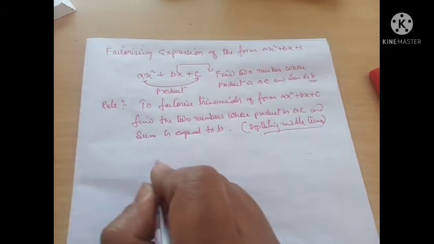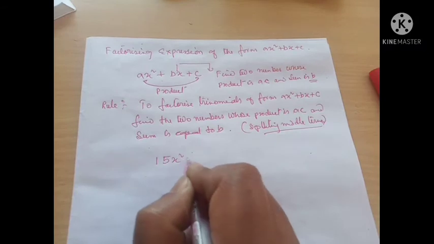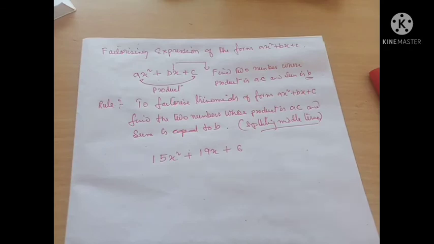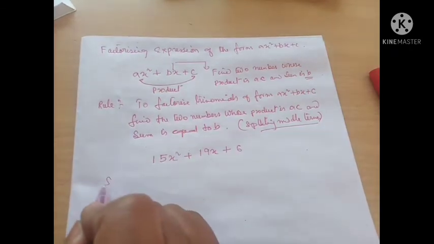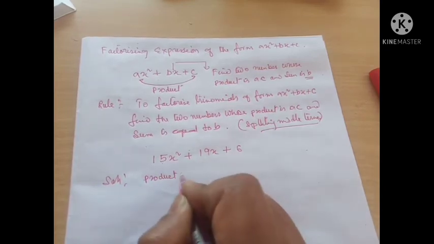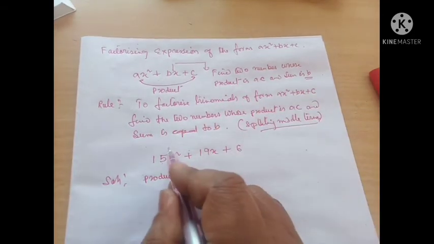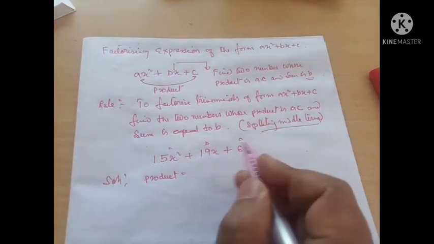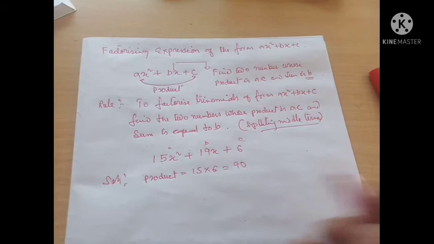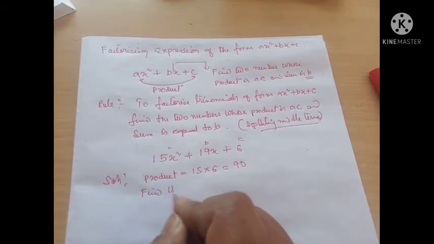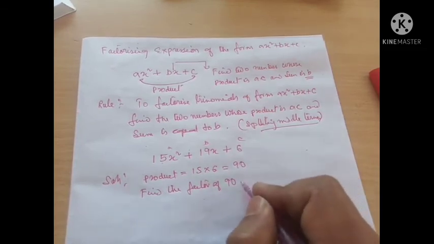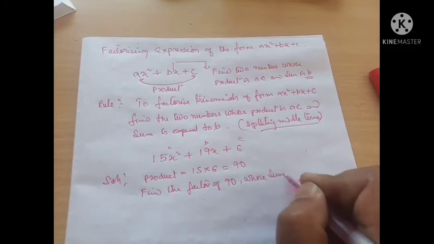Let's see one question here and then you will understand. First, 15x square plus 19x plus 6. We have to factorize this. So first, what we have to do is take the product of A and C. A, B, C. Understand? So A and C, 15 into 6. We got how much? 90. Now, find the factors of 90 whose sum is 19.